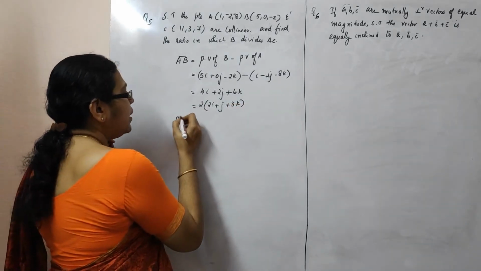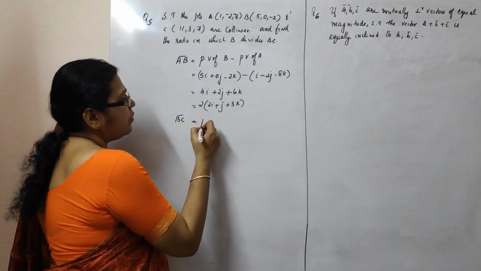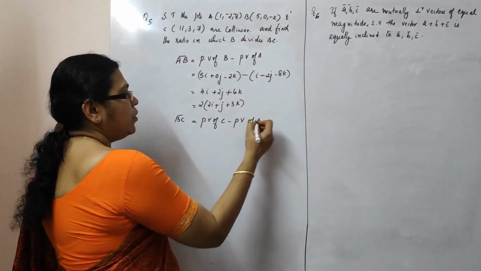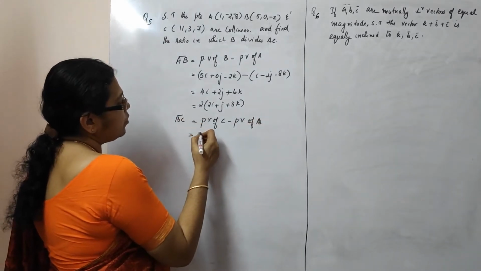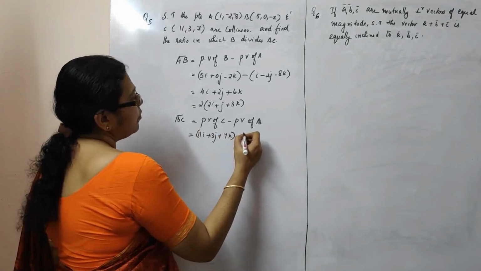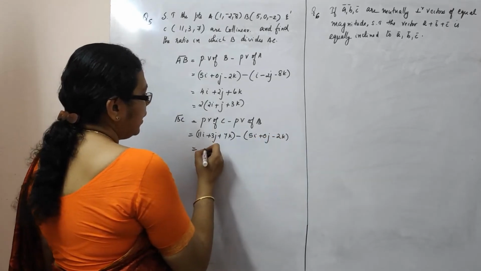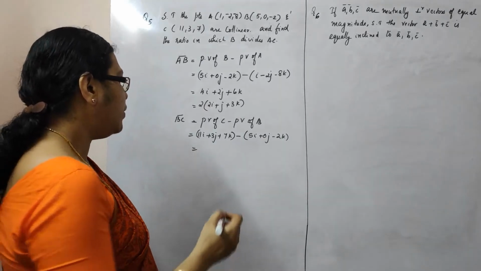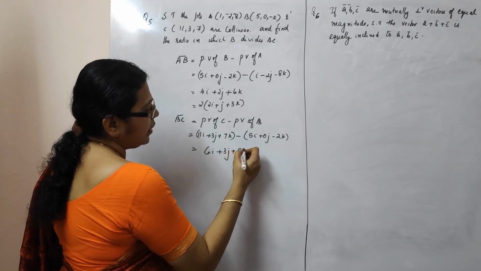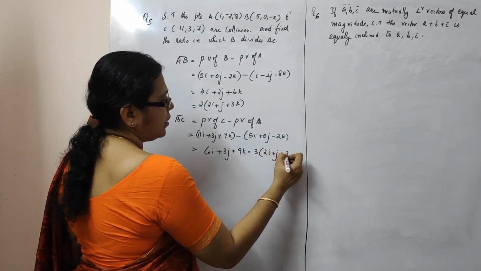Now what is BC? Because B is the one that is dividing A and C. That is the second part that it says. So BC is equal to the position vector of C minus the position vector of B. The position vector of C is 11i plus 3j plus 7k, minus the position vector of B, 5i plus 0j minus 2k. What do you get? 11i minus 5i gives you 6i, 6i plus 3j plus 9k. I am going to take a 3 common outside so that I get 2i plus j plus 3k.